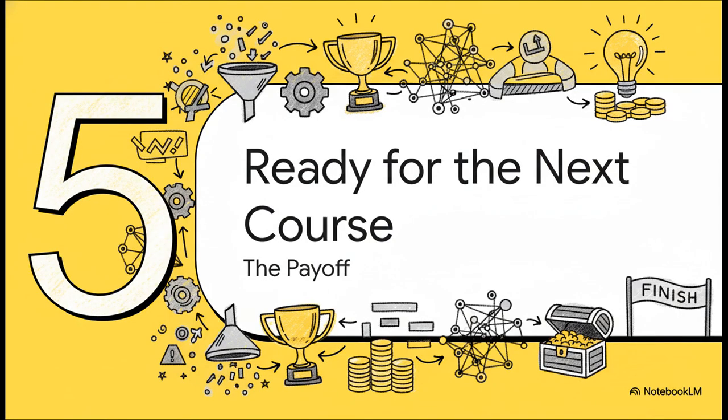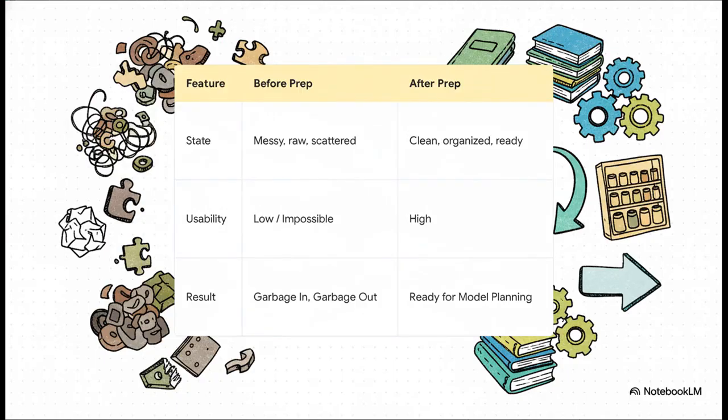Okay, so after all that work, all the gathering, the extracting, the cleaning, the transforming, what do you actually get? What's the payoff for all this effort? Well, this table shows it all. Look at the transformation. Before, your data is messy, raw, scattered. Honestly, its usability is basically zero. It's impossible to work with. But after prep, it's clean, it's organized, it's ready to go. The usability is high. We've officially moved from garbage in, garbage out to being ready for model planning. It's like having the perfect mise en place. Every ingredient is prepped and in its bowl, ready for the chef.